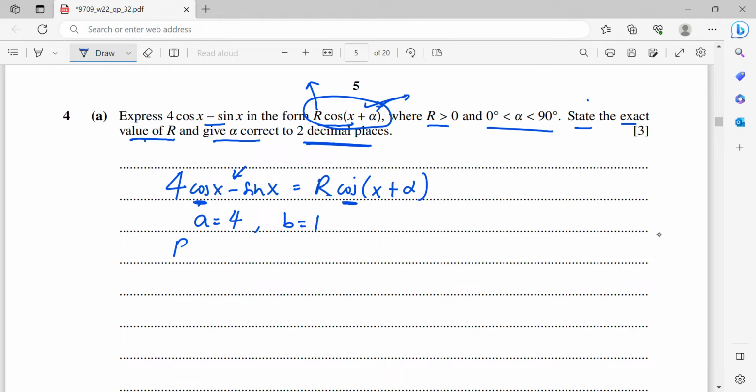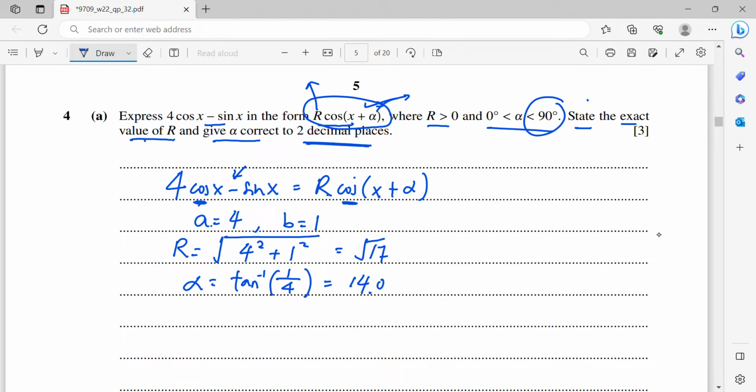Now for getting r, r is basically the square root of a squared plus b squared. That means we are getting 4 squared plus 1 squared, and then it is square root 17. And then the alpha value will be inverse tangent of b over a. So b is 1, a is 4. Inverse tangent of 1 over 4 in degrees, because your alpha is in degrees, will be 14.04 degrees.